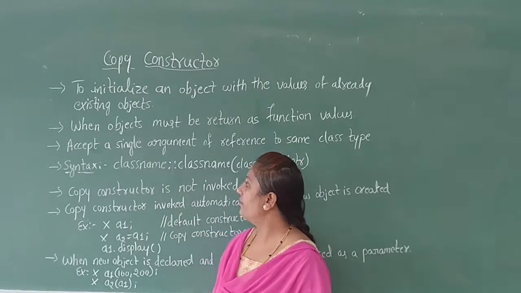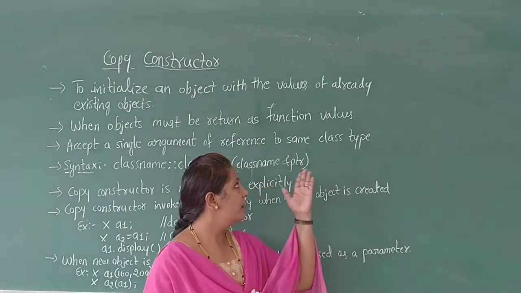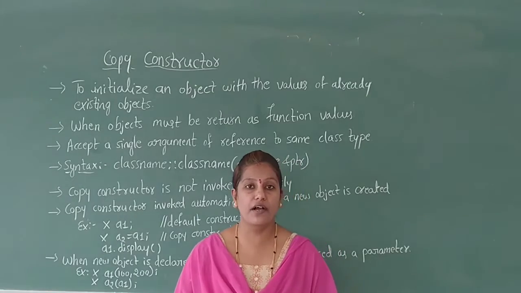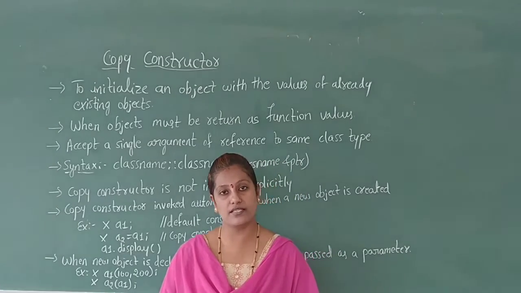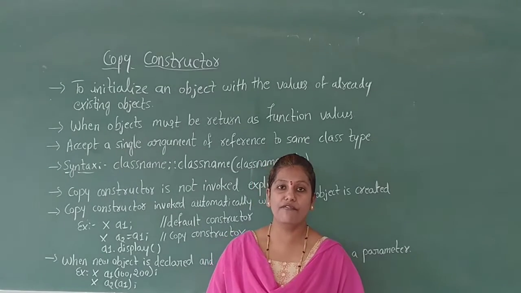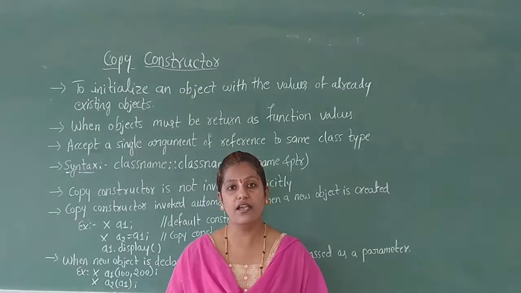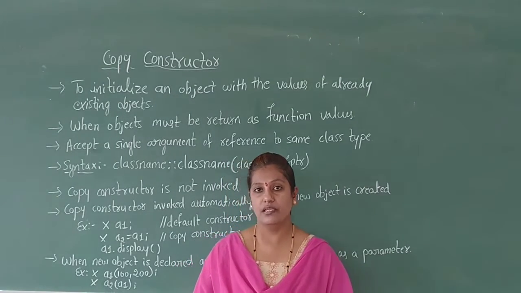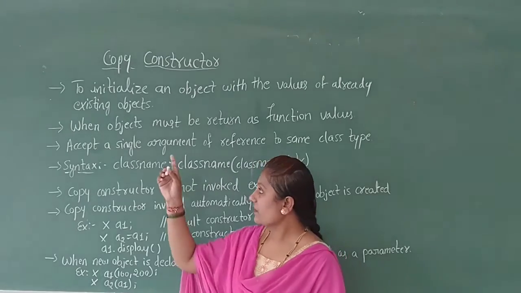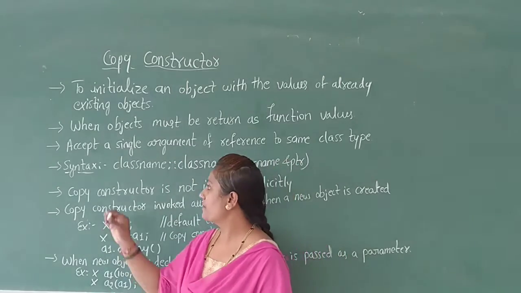The second point: when an object must be returned from a function by value. When an object must be returned from a function by value, at that time the copy constructor is used, because the object's value is passed as a parameter to the function. Therefore, the copy constructor is invoked when an object must be returned from a function by value.